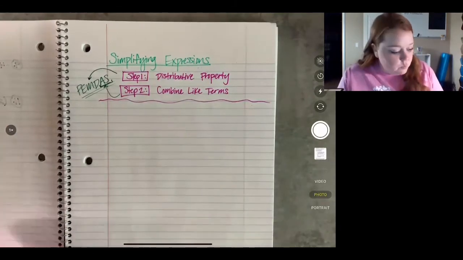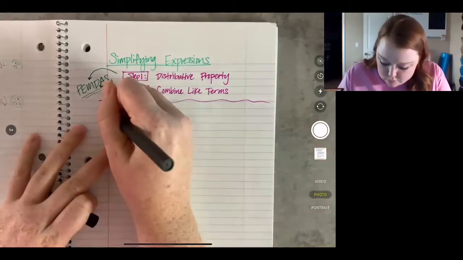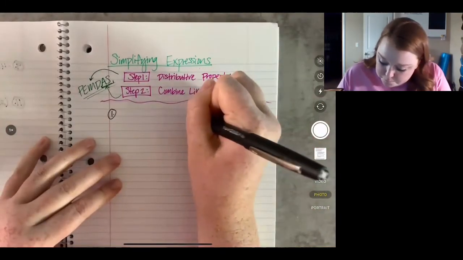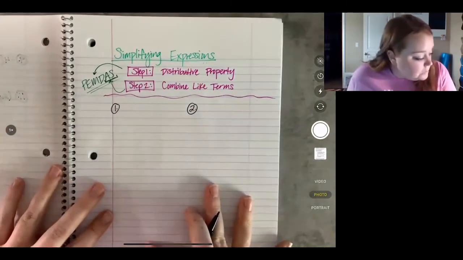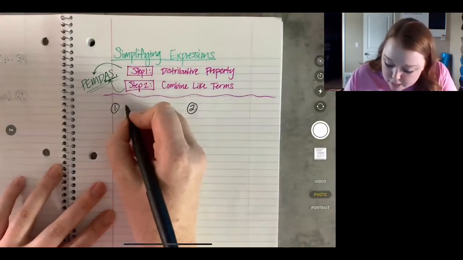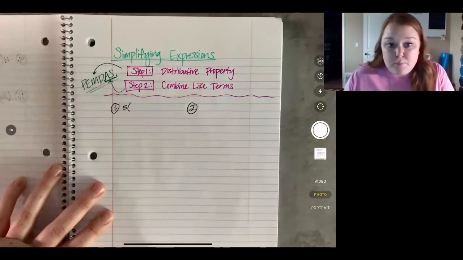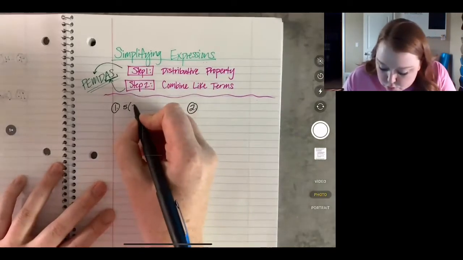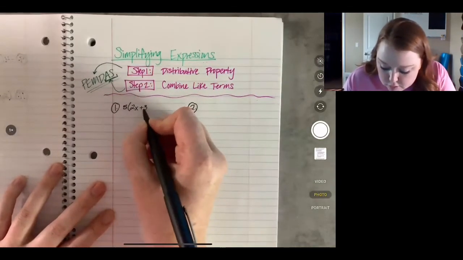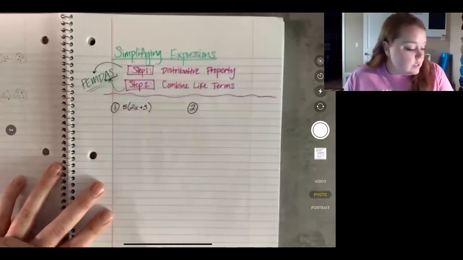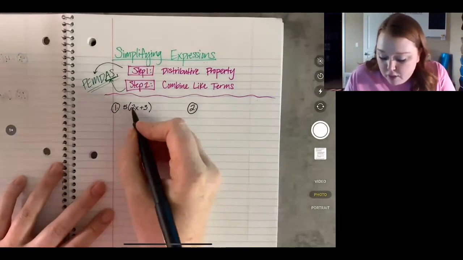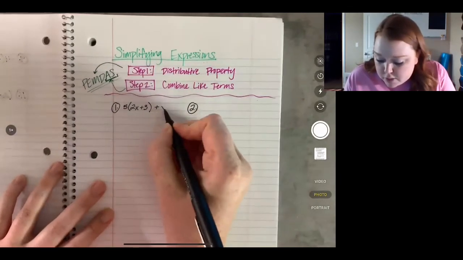So now let's get some problems so you can kind of go, oh, that's what that lady's talking about. So here we go. Here's number 1. Number 1, you're going to have a 5 right next to a set of parentheses. Inside your parentheses is 2x plus 3. Go ahead and close your parentheses. But guess what? There's more. After all of that, you're going to have a plus x here.